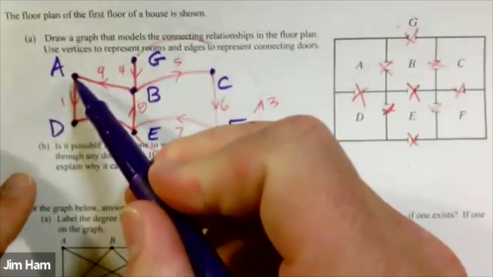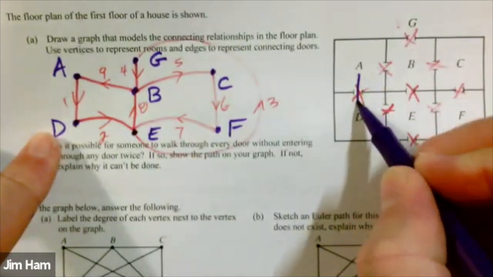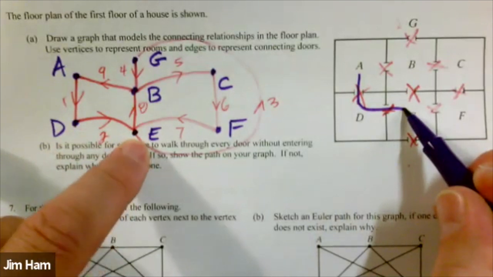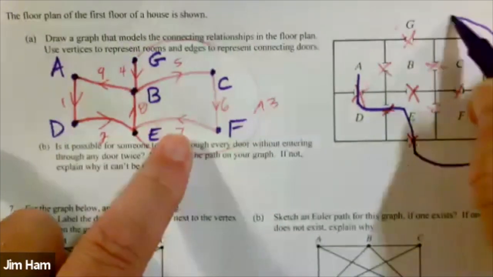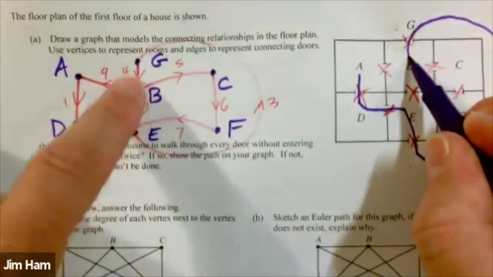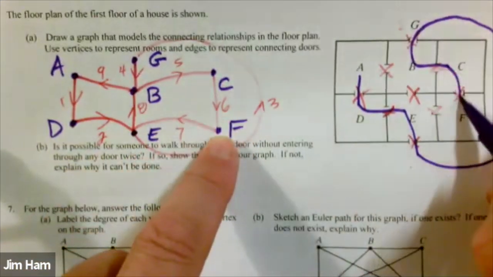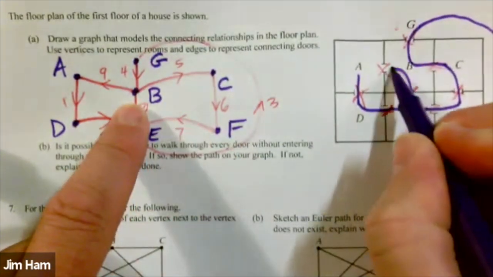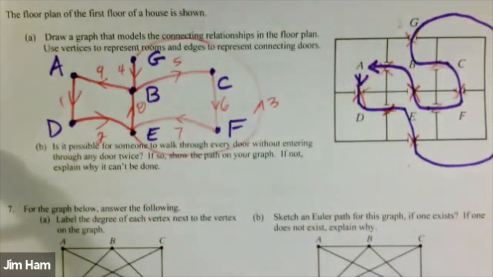And if you just go through the doors from A to D, you start here, you go into D, and then over to E, and then outside to G, and then in the door over here to B, and then from B to C, and then from C down to F, and then F over to E, and then E up to B, and then B back in. So here's the path that you would take to go through every door without going through the same door twice.